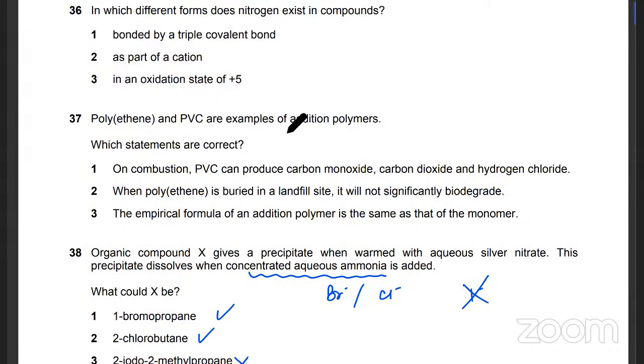You've got PVC, that's an addition polymer. Which statements are correct? On combustion, PVC can produce carbon monoxide, carbon dioxide, and HCl. Is that true?